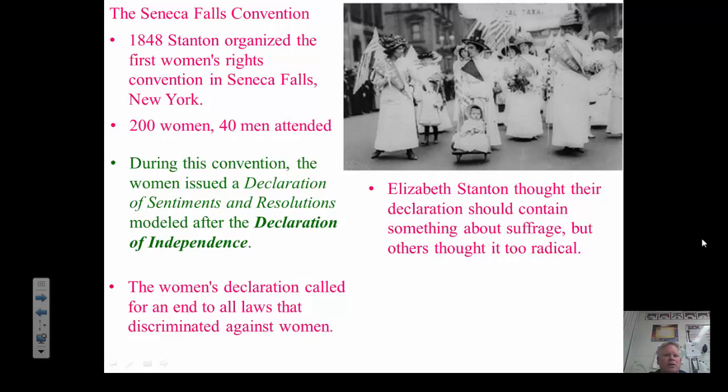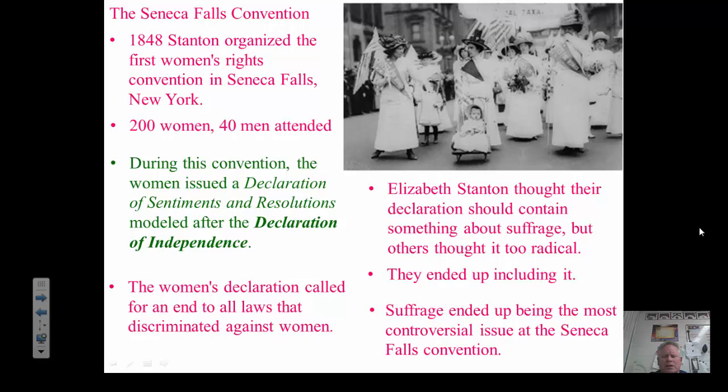The women at the convention, when Elizabeth Stanton mentioned this, commented, "Lizzie, we can't put that in there. They won't take us seriously." Well, Frederick Douglass, I believe, was the one who convinced them to include it. He said, if you are serious about this and you want equal rights, then you have to include that. So they ended up including it, and suffrage became the most controversial issue at the convention.